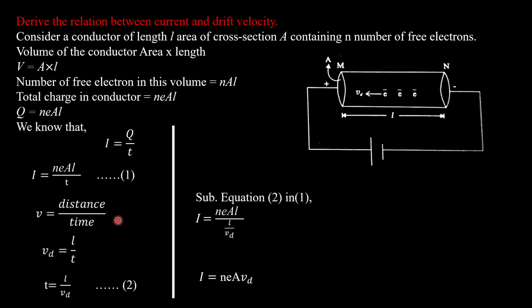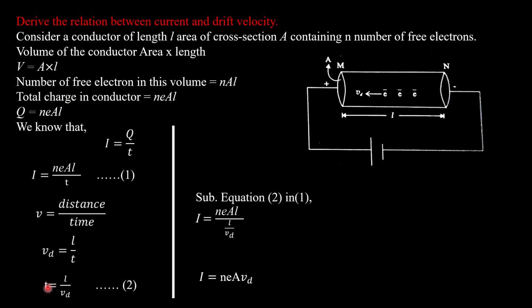Now the second key point, the second formula, V is equal to displacement by time or distance by time. The distance represents how far the electron moves from one end to the other end. So the complete length, where the electrons move from one end to the other end, is represented by L, and the time taken by the electron to move from one end to the other end is T. So it is L by T. Vd is nothing but the drift velocity of the electrons.